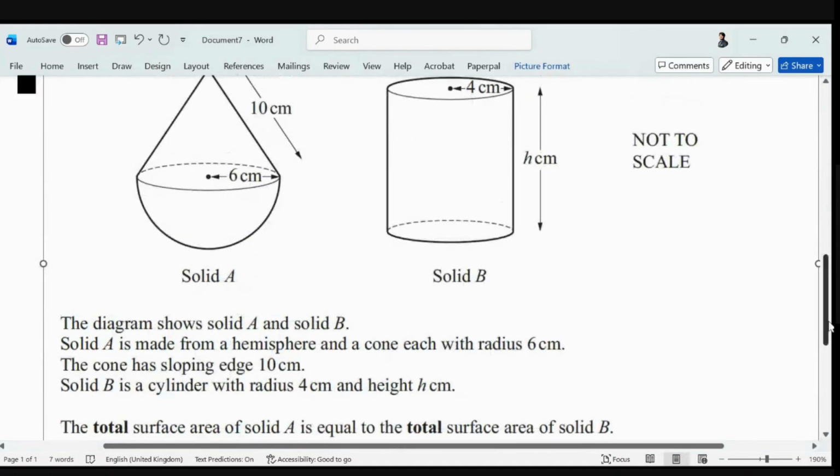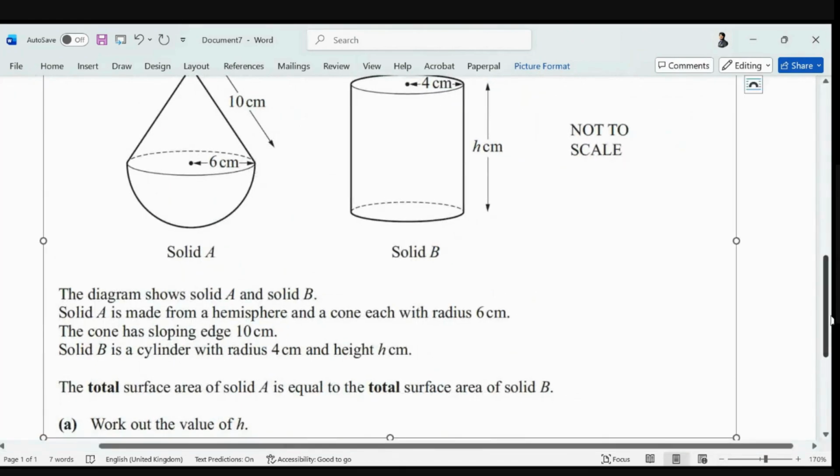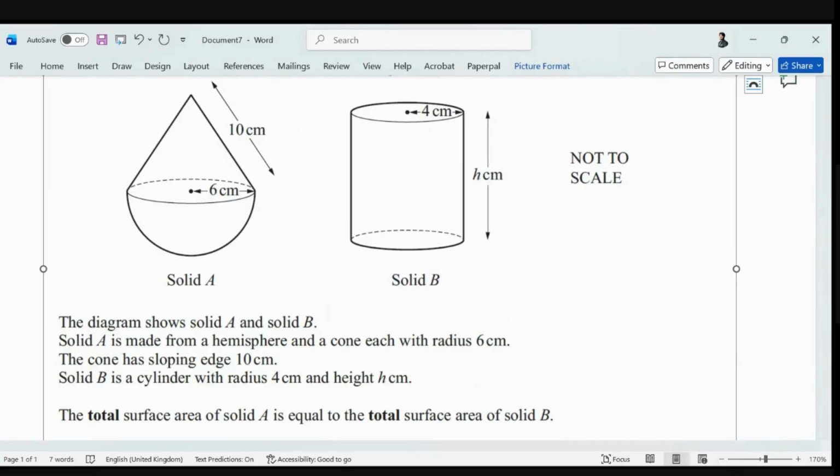Now the second question. About this is paper work. Read the question, read the sentences.